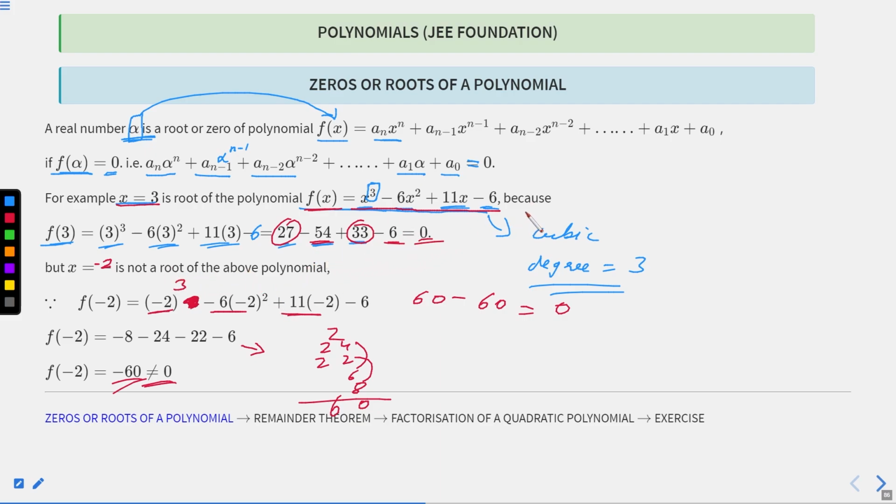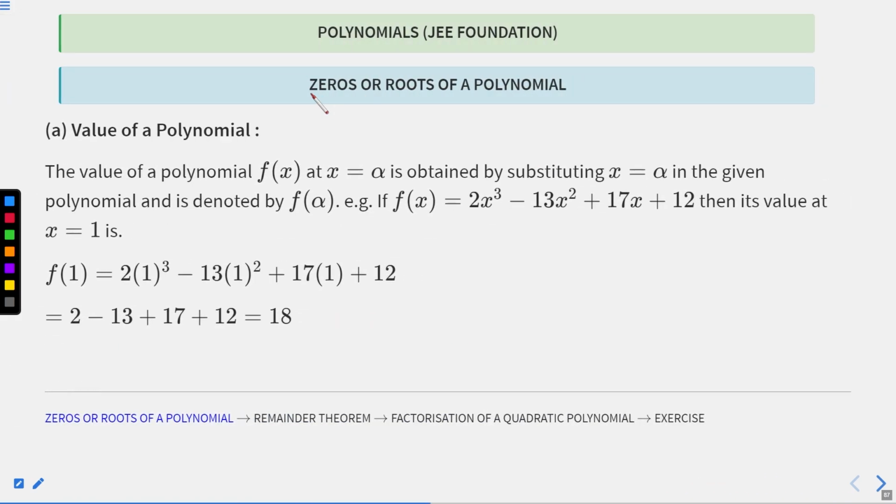So we saw what we mean by root or zero of a polynomial. Whenever someone says that alpha is a root or zero of a given polynomial, this means that putting alpha in place of x, you will get f(alpha) equal to 0. I hope this clears the concept. Let's move next. Now, value of a polynomial.